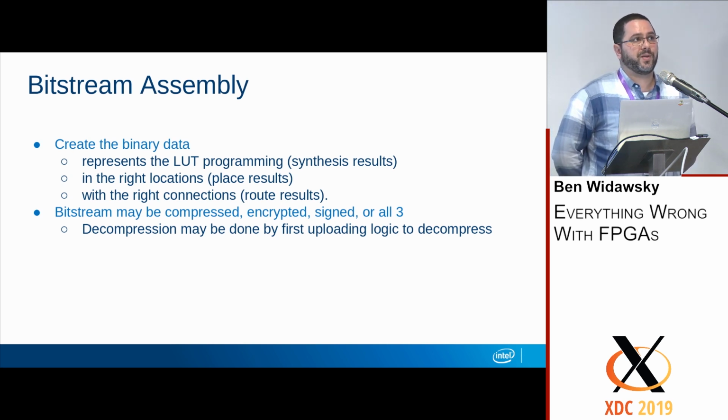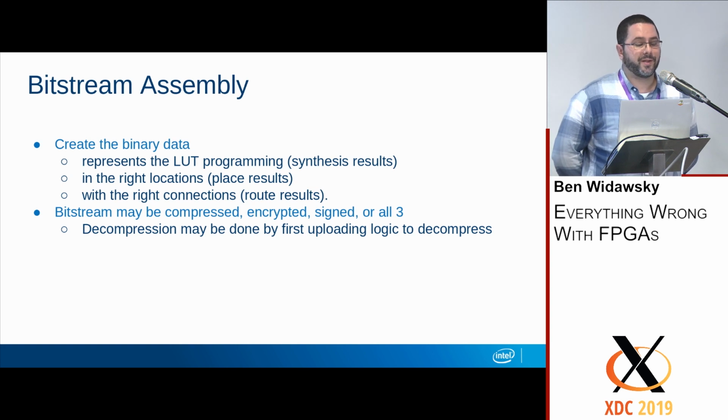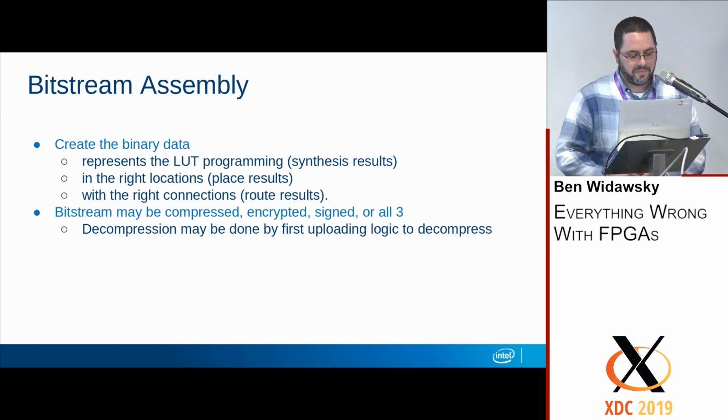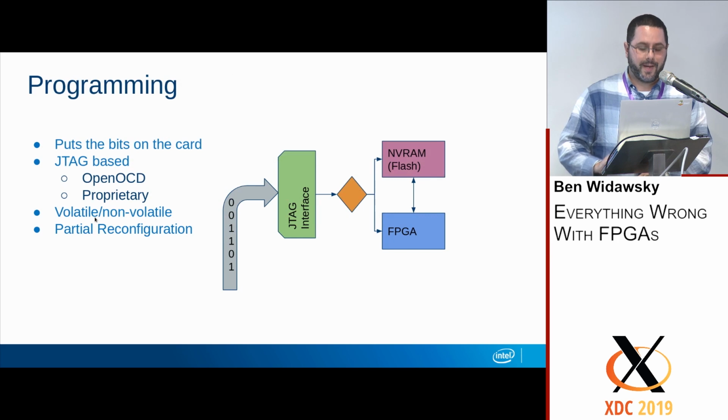A lot of the higher-end FPGAs will support encryption of the bitstreams, which may or may not be a good thing in your opinion, and also compression, which is a good thing because some of these bitstreams can be quite large and it can be quite slow. There's some cool stuff happening where you might upload part of the design, which is your decompression, and then upload the rest of your design compressed. So there's some fanciness here that can happen, but generally it's a pretty linear translation from your abstract place and route information to bitstream assembly.